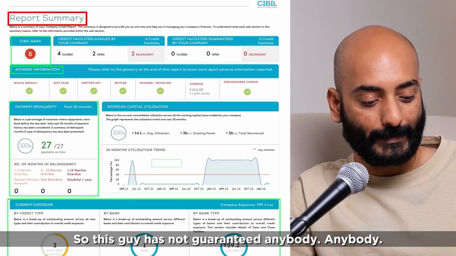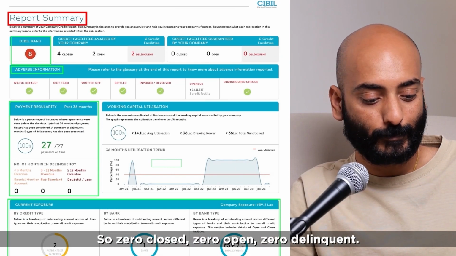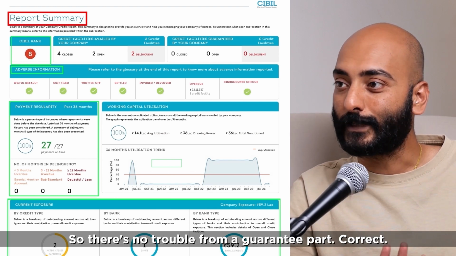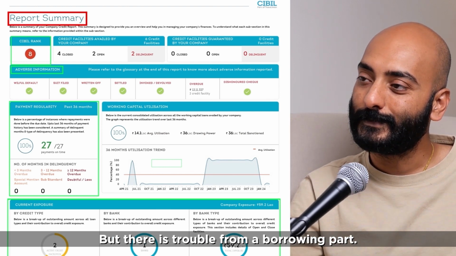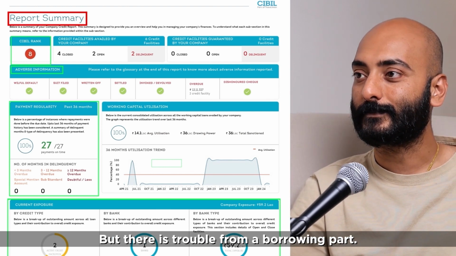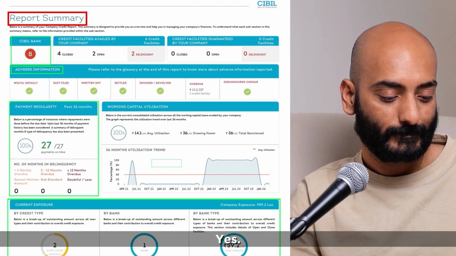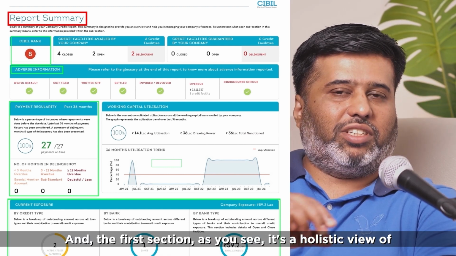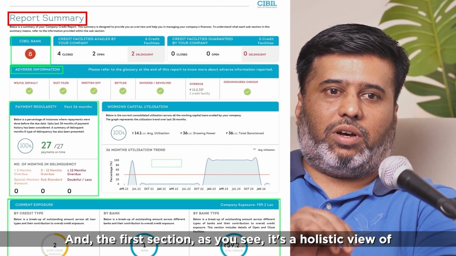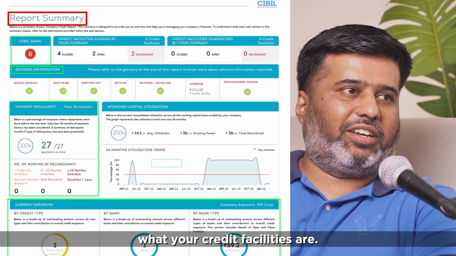Okay. So this company has not guaranteed anybody: 0 closed, 0 open, 0 delinquent. Correct. So there's no trouble from the guarantee part. But there is trouble from the borrowing part. He has borrowed 6 loans, 4 are closed, 2 are trouble. Yes. And the first section, as you see, is a holistic view of what your credit facilities are.